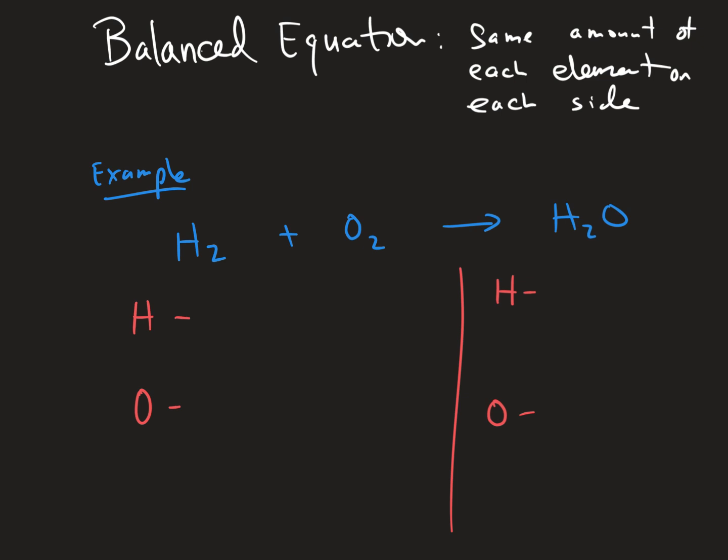On the left side, how many hydrogens do we have? 2. Yeah, that means we have 2 H's, right? Are we okay with that? How many do we have on the right side? Also 2, right there. Good. How many oxygens do we have on the left side? Look again. It's O2. Yeah, the left side. We have 2. How many do we have on the right? 1. So oxygens are not balanced. So how do we balance these equations?